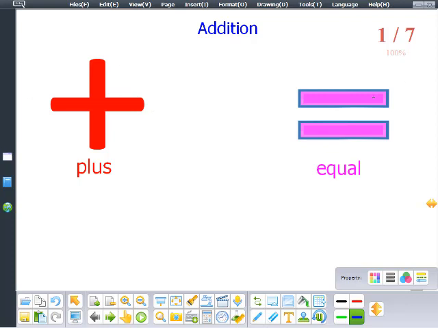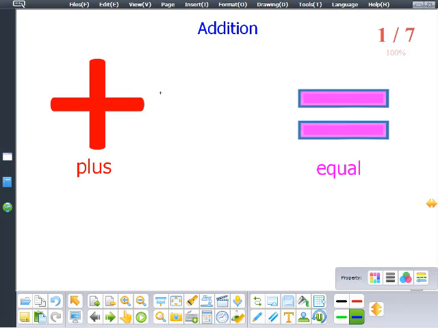What about this sign? Do you know what this sign is? Excellent. This is equal. When do we use plus? We use plus when we want to add.